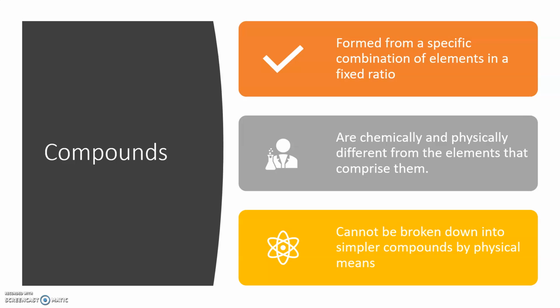Compounds are formed from a specific combination of elements in a fixed ratio. They are chemically and physically different from the elements that comprise them, and they cannot be broken down into simpler compounds by physical means. But how are these bonds made?